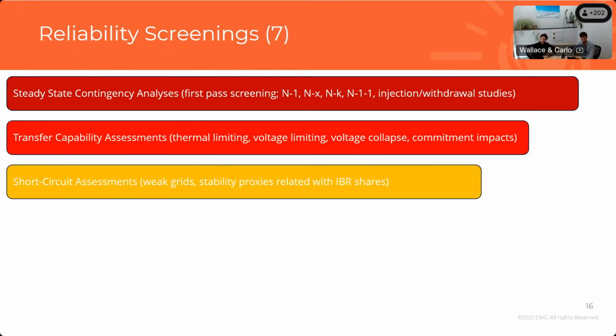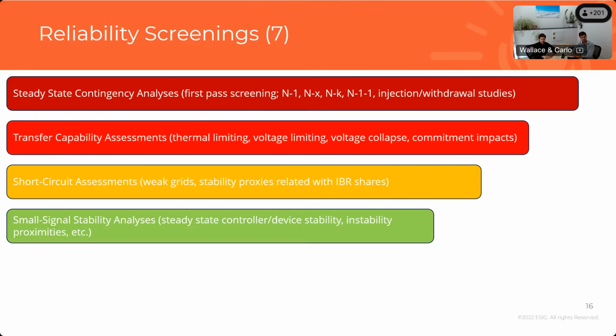We get into the analytical type tools that we were discussing before. We can use short circuit assessments to help us identify weak grids. These are stability proxies, generally speaking, for IBR shares. Another type that lets us filter down to which snapshots are really the ones that need to be looked at the most aggressively. Small signal stability analysis: is the dispatch of the system actually stable based on the types of controllers associated with the IBRs and the available synchronous generation that's actually present.